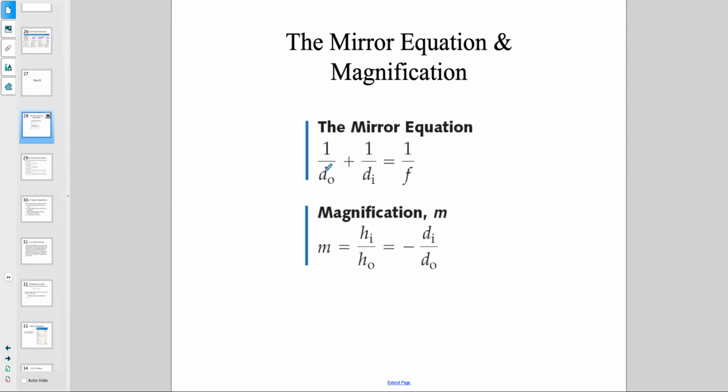And this dO is the distance of the object to the mirror. dI is the distance of the image to the mirror, and F is the focal length, the distance from the focal point to the mirror. Magnification is how much bigger or smaller the image is compared to the actual object size. So it's the height of the image over the height of the object, or the negative of dI over dO, the negative of the distance of the image to the mirror over the distance of the object to the mirror.